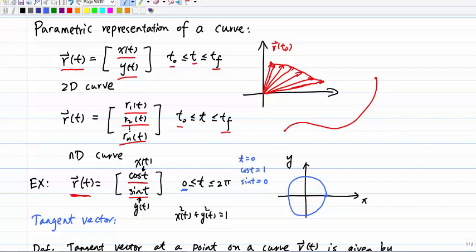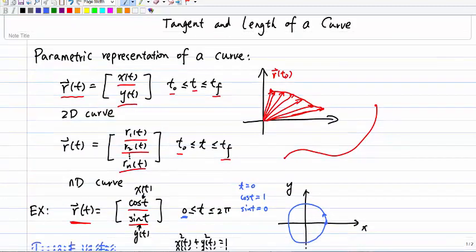So this is your starting point. As t goes up, the cosine t becomes smaller and sine t becomes larger. You're going up, going all the way around the circle, and then going back to this point. That's the curve we're talking about. The blue curve is the r sub t given by cosine t and sine t with t between 0 and 2 pi.